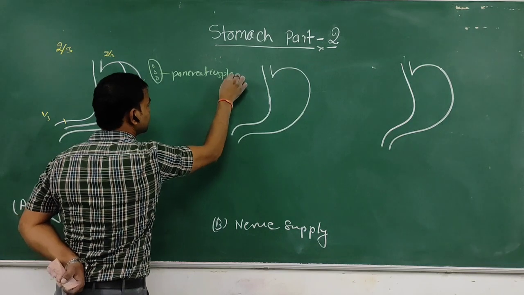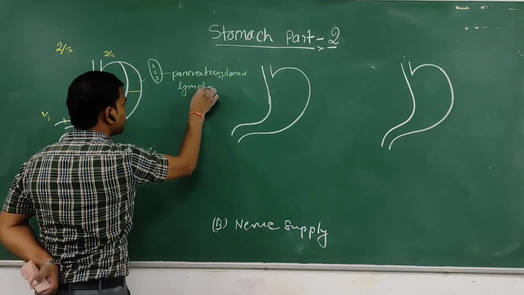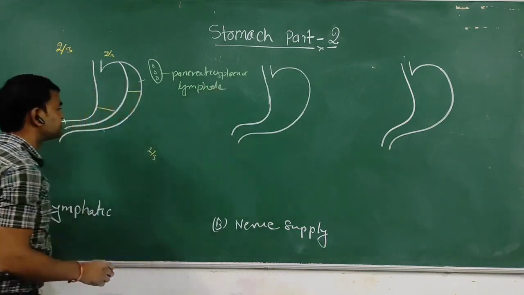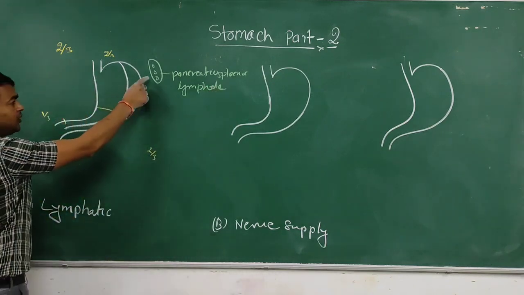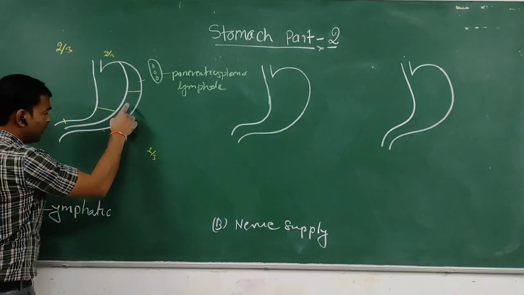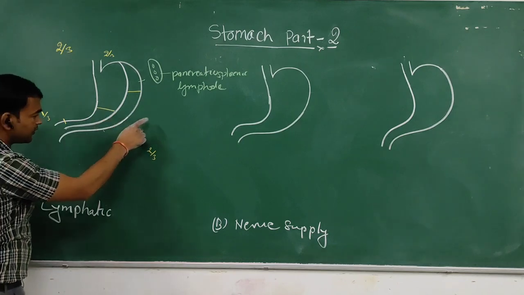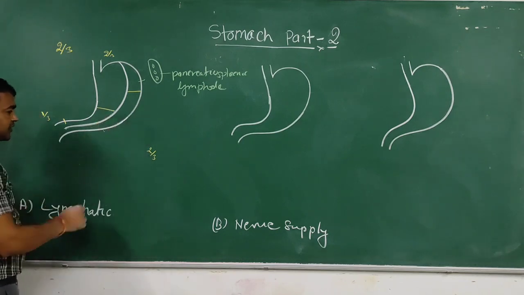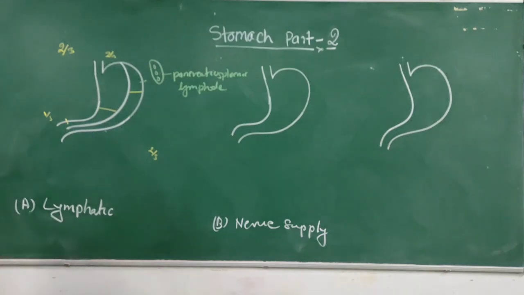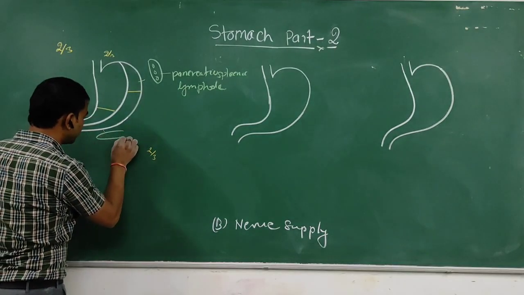Pancreatico-splenic lymph node. So this area is the pancreatico-splenic lymph node. The lower 2/3 along with the greater curvature is drained into the right gastroepiploic lymph node.